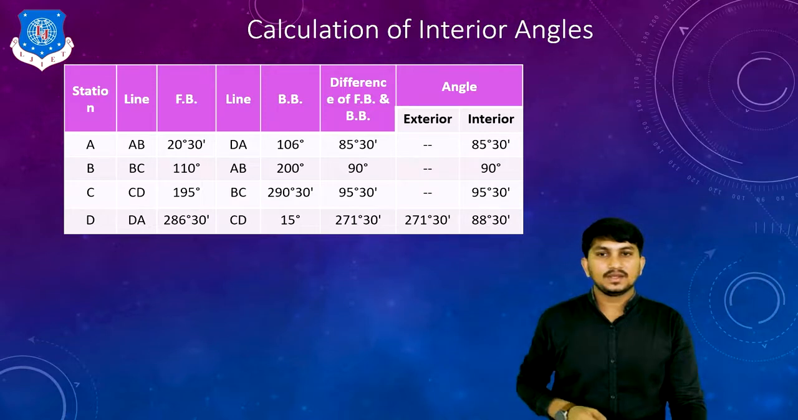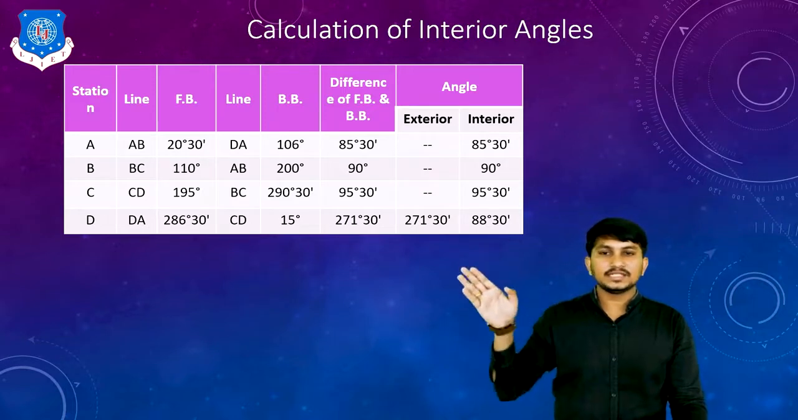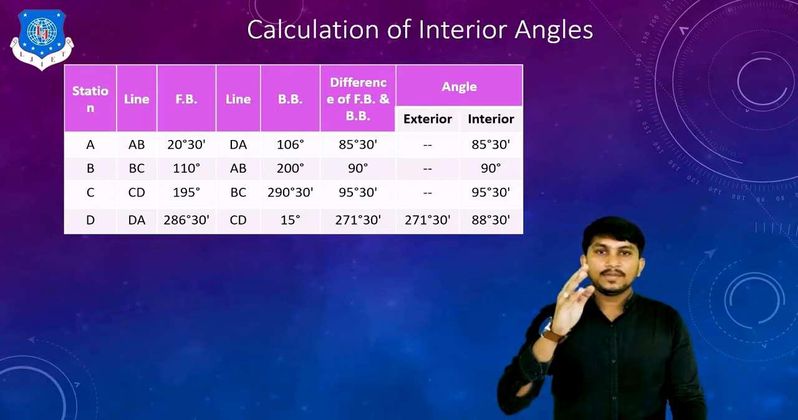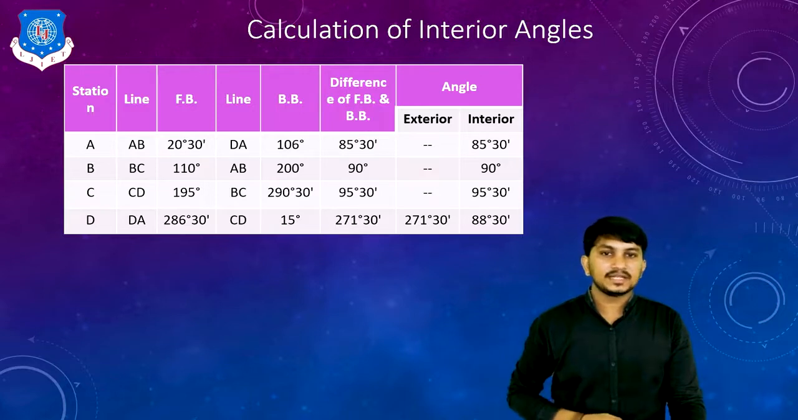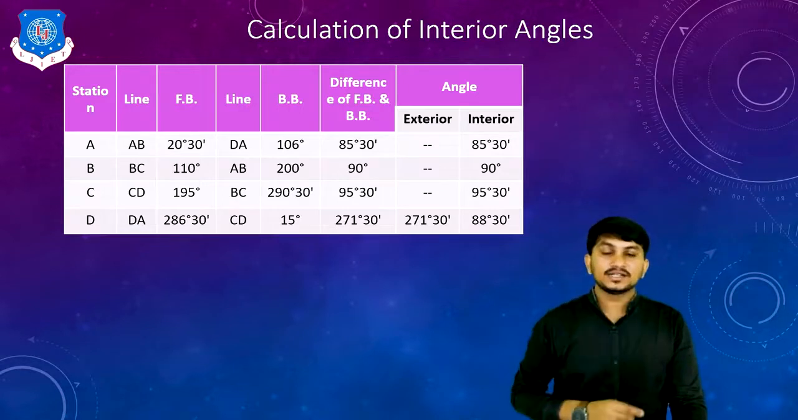For station C, the forward line is CD. FB of CD is equal to 195 degrees, BB of BC is equal to 290 degrees 30 minutes. The difference is 95 degrees 30 minutes. The value of the difference is less than 180 degrees, so it is an interior angle.